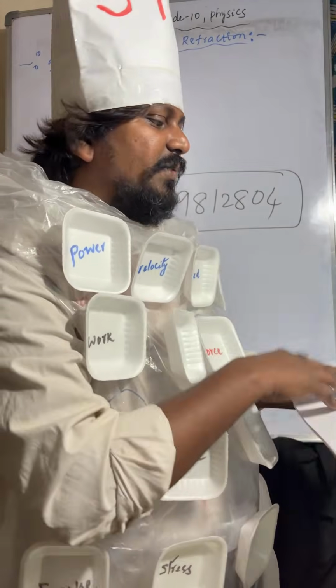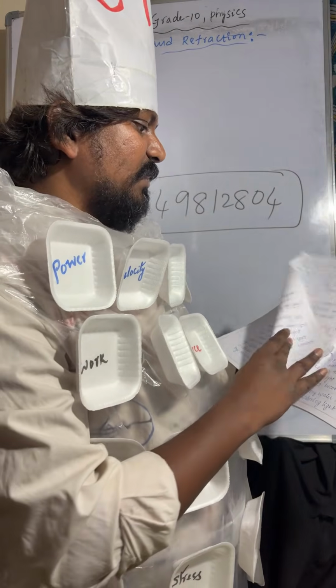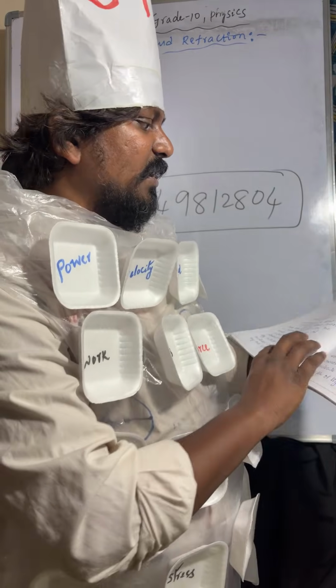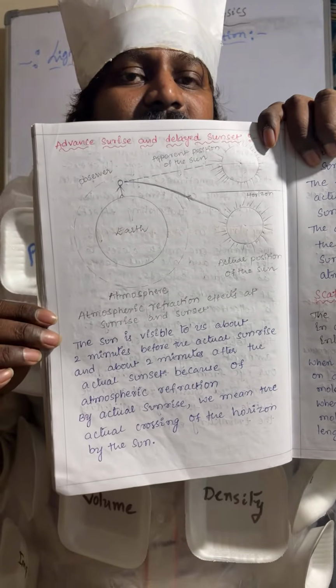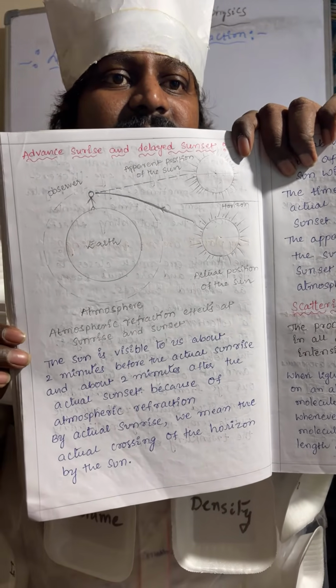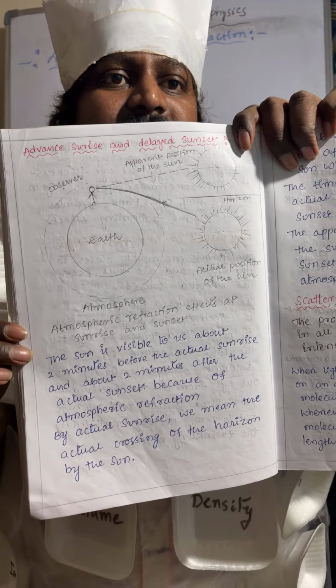So scattering of light is very easy. I'll show you the diagram. Scattering of light, the process of re-emission of light. Here is the diagram: advanced sunrise and delayed sunset.